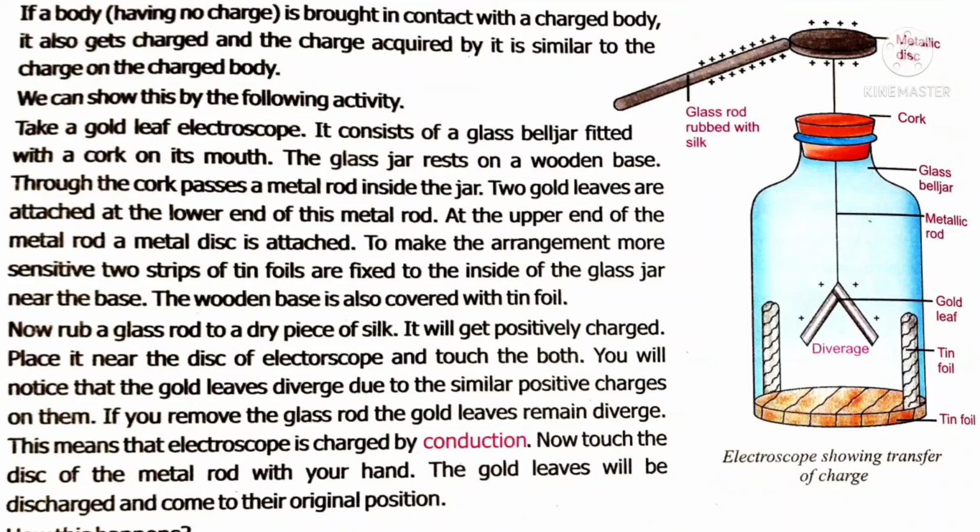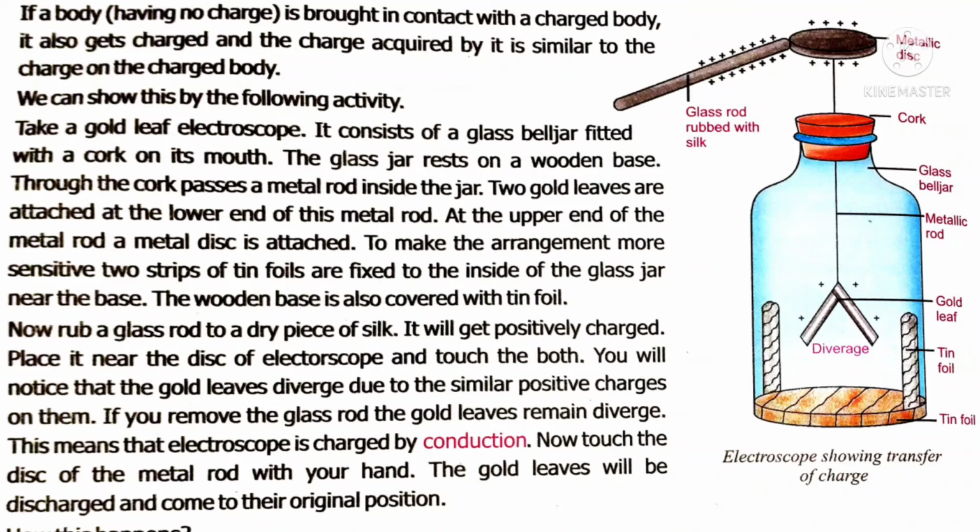Now bring this negatively charged ebonite rod to the metallic disc. What will happen? The same manner. The ebonite rod is rich in negative charge, so electrons flow from more area to less area. So these electrons flow to this metal disc through the golden leaves, and both the leaves attain a negative charge, so they repel each other.